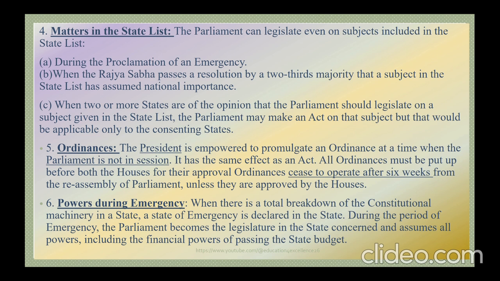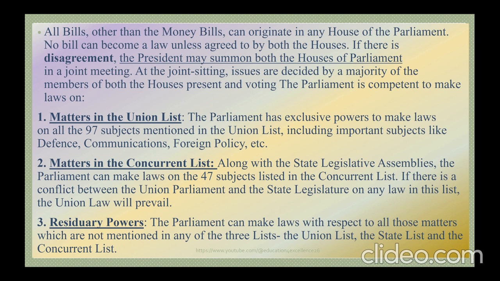But in certain situations, such as during the proclamation of an emergency, which means the announcement of an emergency, or when the Rajya Sabha passes a resolution by two-third majority that a subject on the state list has assumed national importance, or when two or more states are of the opinion that parliament should legislate on a subject given in the state list, then the parliament may make an act on the subject, but that would be applicable only to the concerned states. But in the union list, you already know that the parliament has an exclusive power to make law on all the 97 subjects mentioned in the union list.